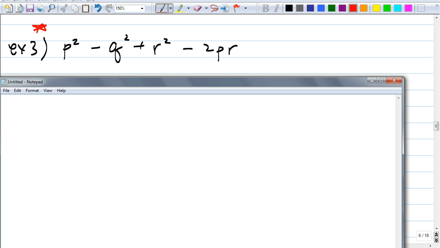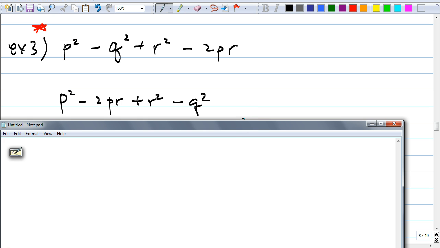By the commutative property of addition, you could do that. Okay, so tell me what to write. p squared plus p squared minus 2pr plus r squared minus 2. That's exactly right. Isn't this what we want?